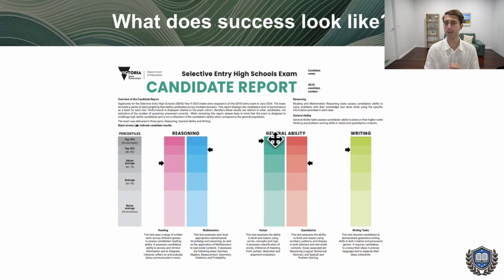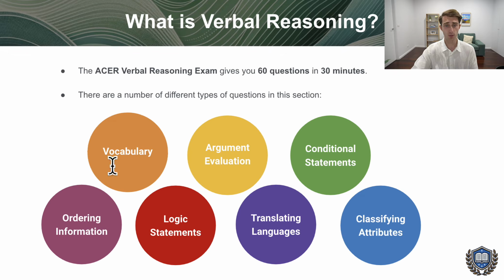Generally, from what we're seeing, you want to get 3 sections in the top 10% at least, and the other 2 probably in the top 20% to give yourself the best possible chance of getting into one of these schools. Now, as we spoke about, vocab is a massive part of this section. It can sound a bit boring working on your vocab, but it's going to help you in verbal reasoning.